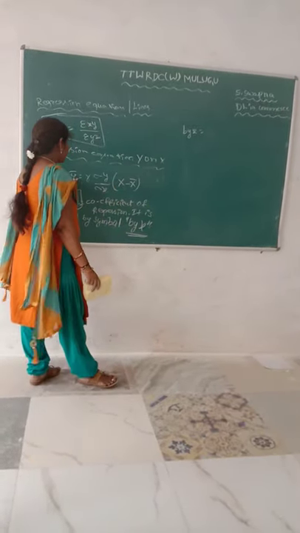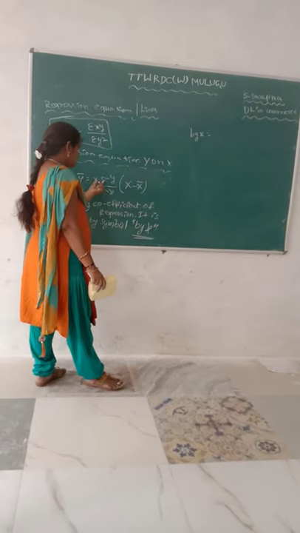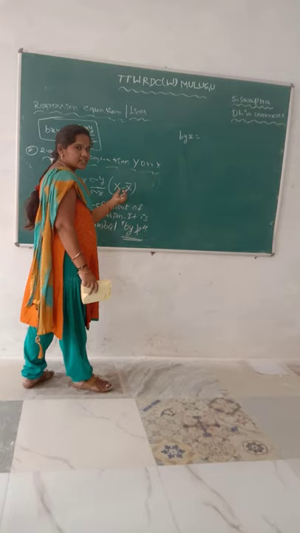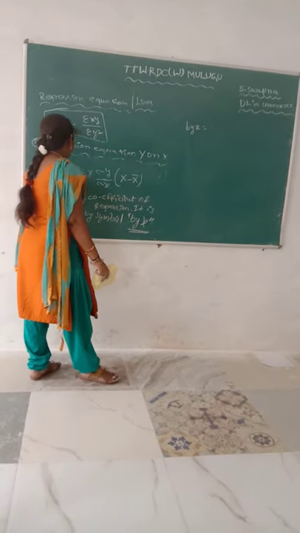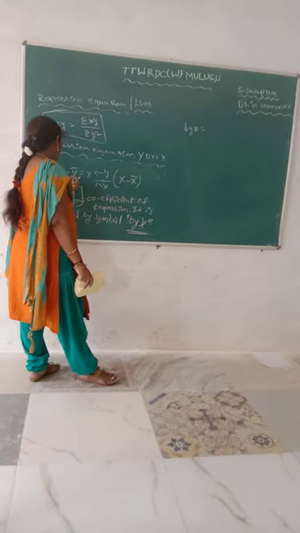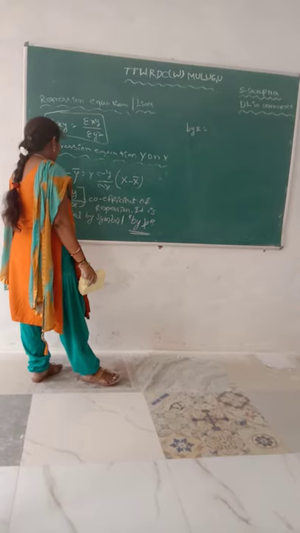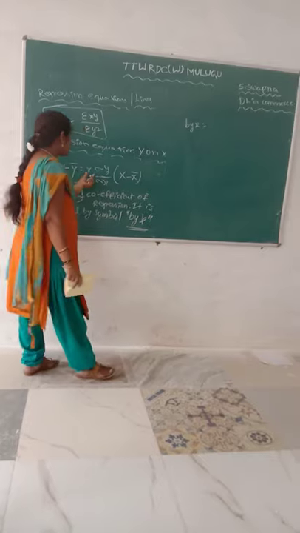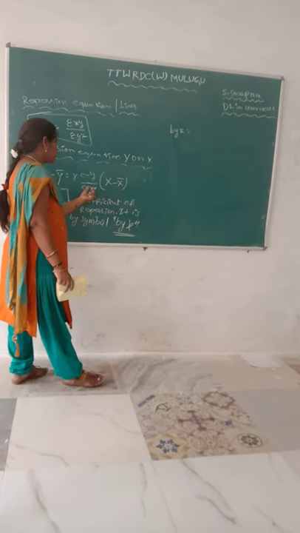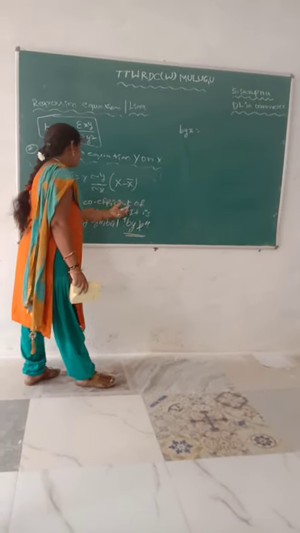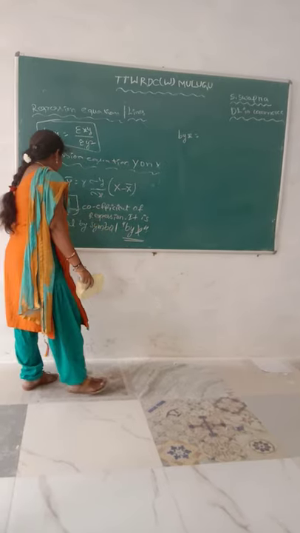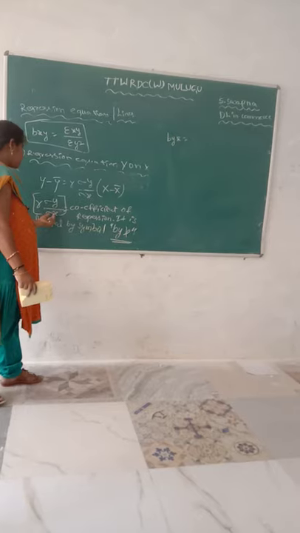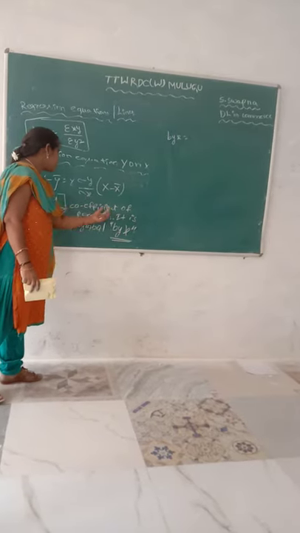Hence, y minus y bar is equal to r into sigma y by sigma x into x minus x bar. Y bar means mean of y, and x bar means mean of x, and r into sigma y by sigma x is equal to the coefficient of regression.